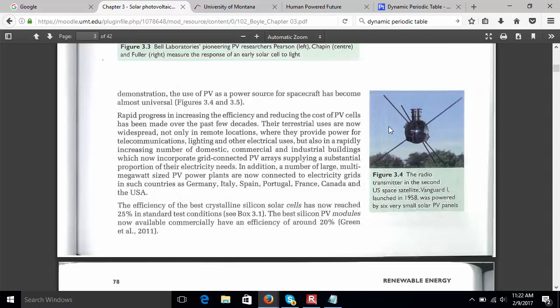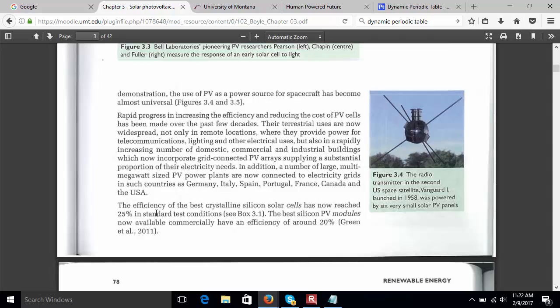So, kind of handy in space. Less atmosphere to deal with in space. So if you send your solar panels up, they can run electricity. So you need electricity to generate a radio wave. Okay. The efficiency of the best silicon cells have now reached 25% in standard test conditions.